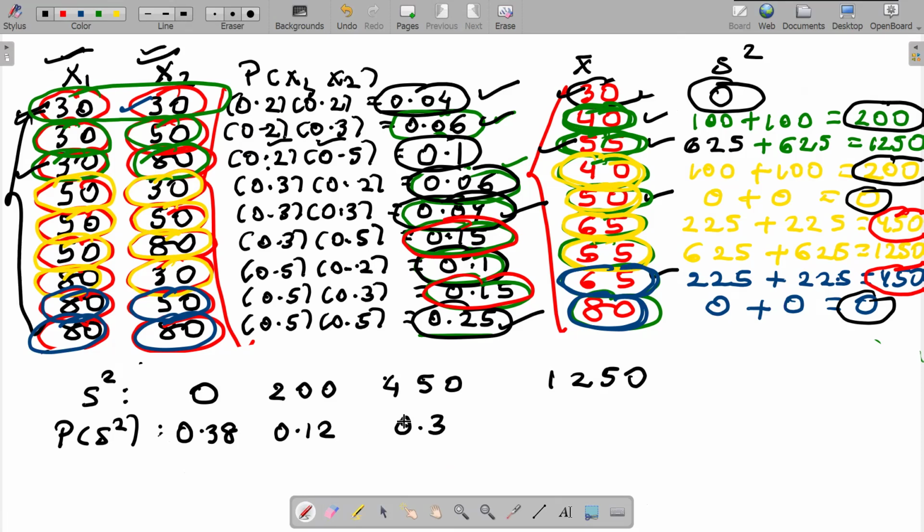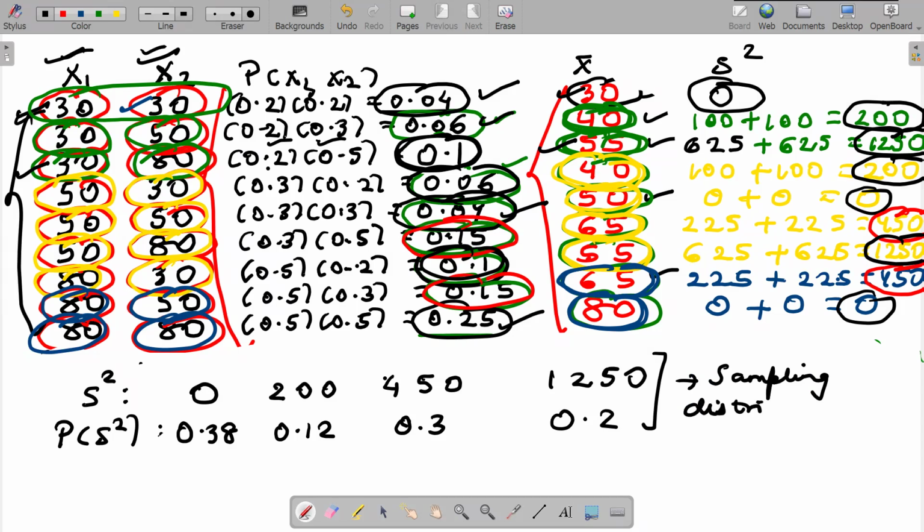And then 1250. We have 1250 here. The corresponding probability is 0.1. Do we have any other 1250? Yes, here. The corresponding probability is again 0.1. So 0.1 plus 0.1 is 0.2. So I can just erase this off and just write 0.2. So this is my sampling distribution of S square.